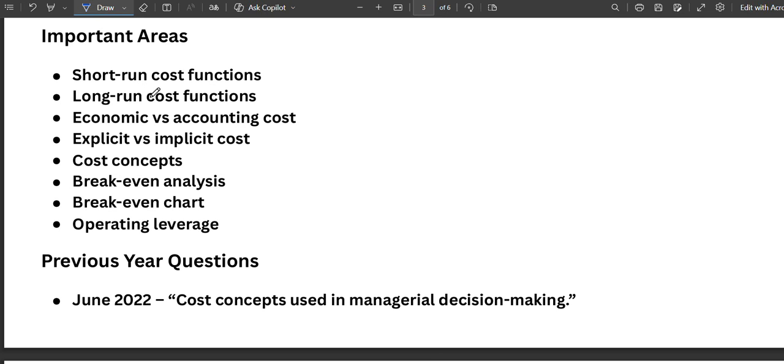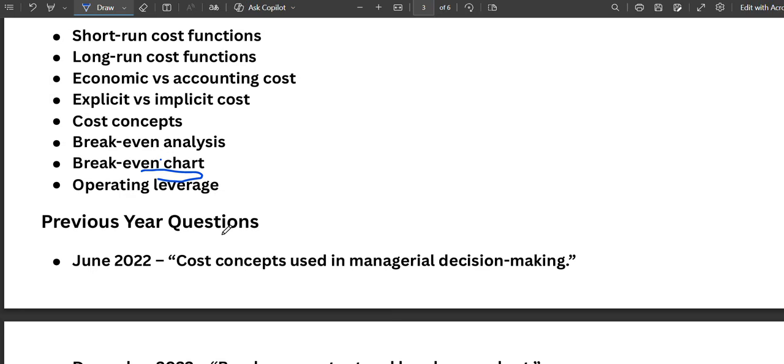In this area, short run cost functions, long run cost functions, economic versus accounting cost, and explicit versus implicit cost can be asked as short run questions also. So be thorough with it. And what is break-even analysis, the break-even chart? This is very much important.